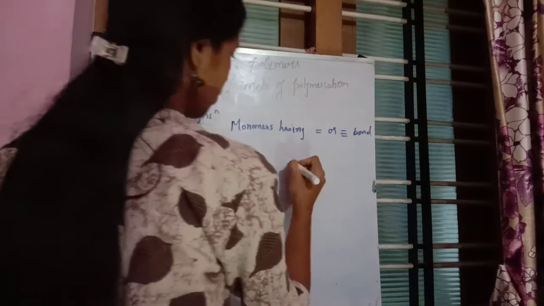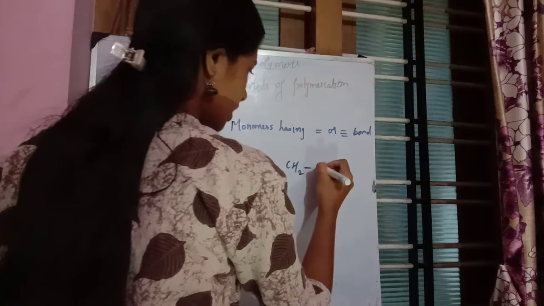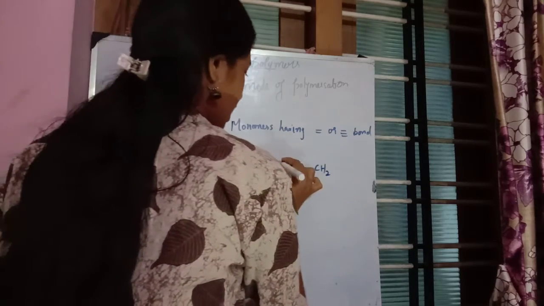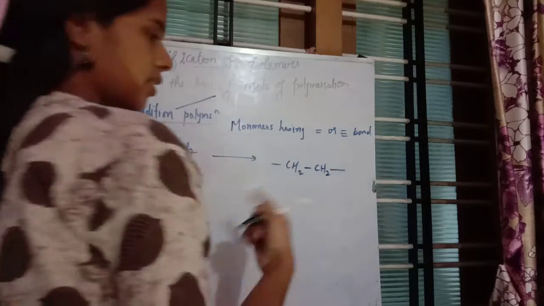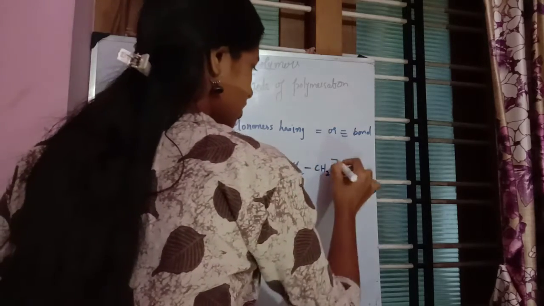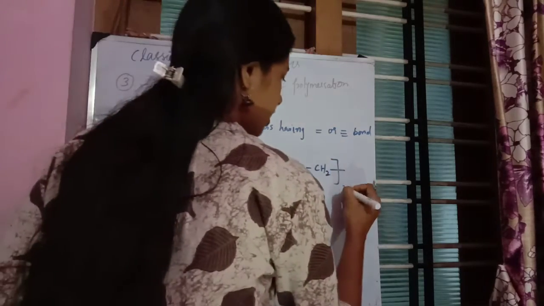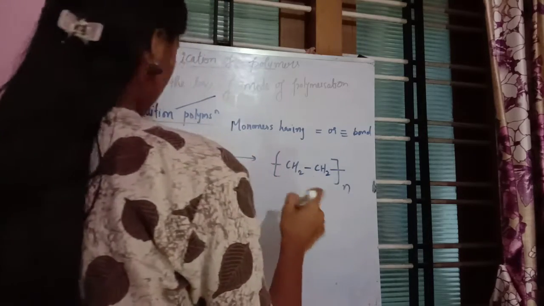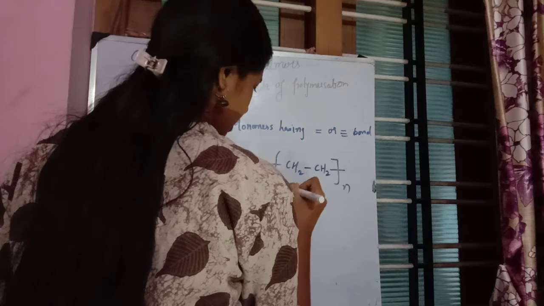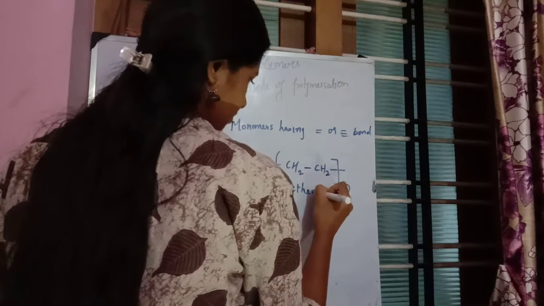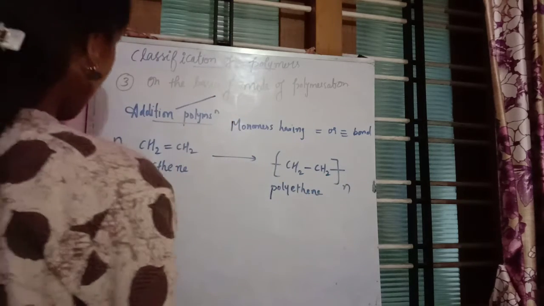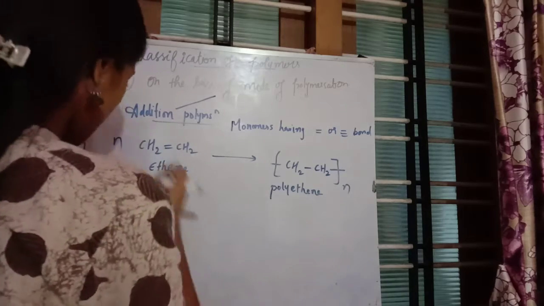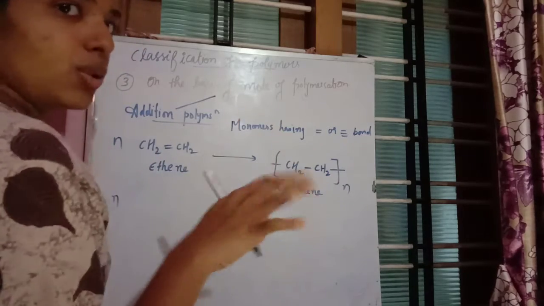Remove this double bond, and I am putting a single bond here. After that, I am putting a bond here, and another bond here. Close it with square brackets and put this n here. This is known as polyethylene. Fine. Now let me talk about polypropylene, that polymer. I'll tell the uses later on.